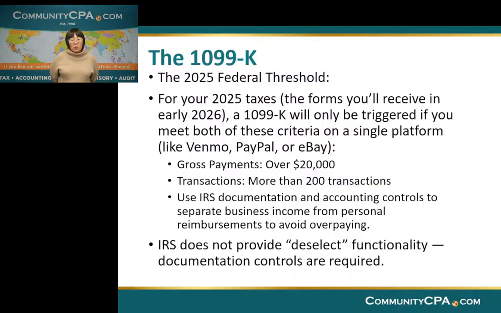1099-K. So in 2025, okay, we're talking about 2025. For your 2025 taxes, the 1099-K form you're going to receive will only be triggered if you meet both of the criteria on a single platform, which means Venmo or PayPal, but it's not combined. For a single platform, you will trigger it if, number one, gross payment is over $20,000. Number two, transactions are more than 200 of them. Okay?